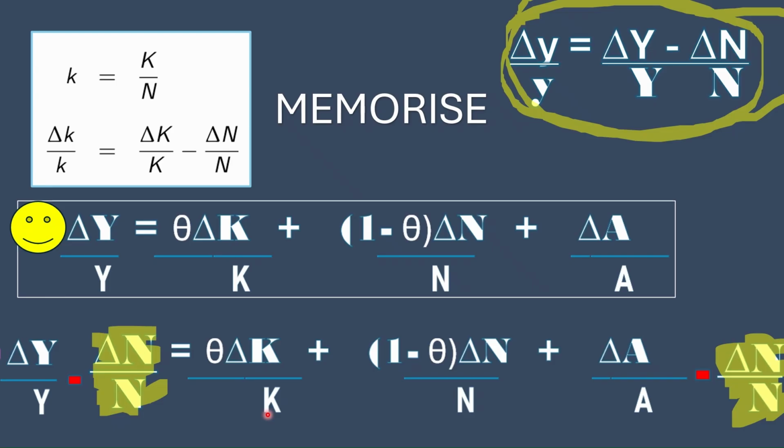So the first thing that you're going to do is subtract the change in n divided by n on both sides. What you do to the left, you have to do to the right. So it's the exact same equation. We take our growth accounting equation and we subtract the change in n on both sides. So here I have minus the change in n divided by n on the left, and I have minus the change in n divided by n on the right. That is your step 1.